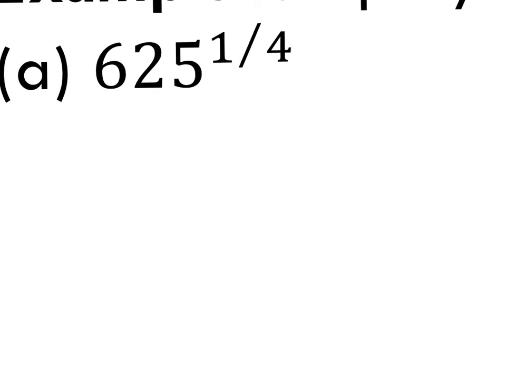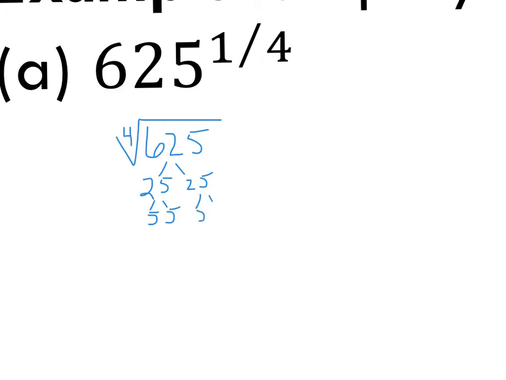In our first example, we are going to simplify. So I would probably start off by saying the fourth root of 625. And we're going to do a factor tree. I know it ends in 25. How many quarters are in $6.25? Well, that would be 25. And the 25 is broken into fives. So our answer is 5.